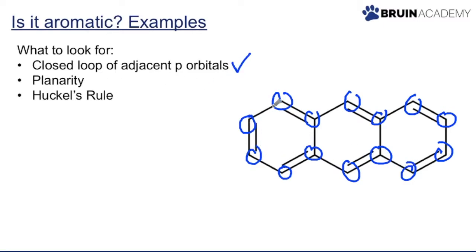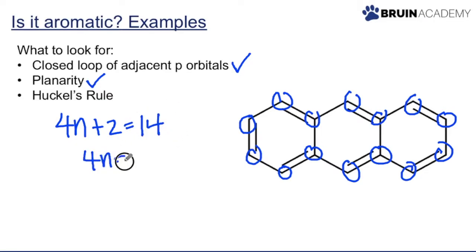Is it planar? It's a very flat molecule, these three fused benzene rings. We know benzene is planar. Does it satisfy Huckel's rule? Again, the 4n+2 rule. So let's see, we have 2 pi electrons here, 4, 6, 8, 10, 12, 14. So we have these 14 pi electrons. You do some basic algebra here, and your n is equal to 3, which is an integer, and so it does in fact satisfy Huckel's rule, and therefore it is aromatic.